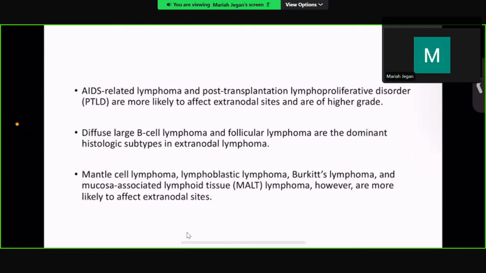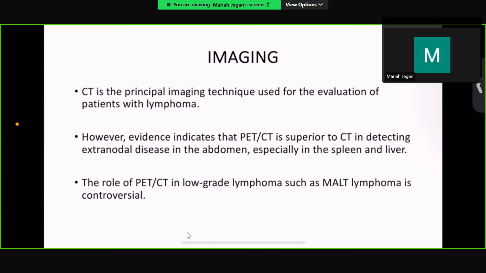Diffuse large B cell lymphoma and follicular lymphoma are dominant histological subtypes. Mantle cell lymphoma, lymphoblastic lymphoma, Burkitt's lymphoma, and mucosa associated lymphoid tissue lymphoma, however, are more likely to affect extranodal sites. On imaging, CT is the principal imaging technique. However, evidence indicates PET CT is superior to CT in detecting extranodal disease in the abdomen, especially in the spleen and liver. The role of PET CT in low grade lymphoma, such as small lymphocytic lymphoma, is controversial.